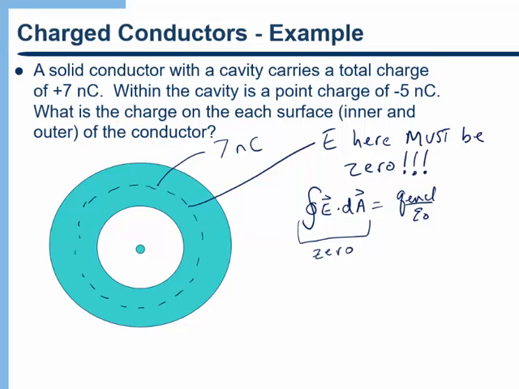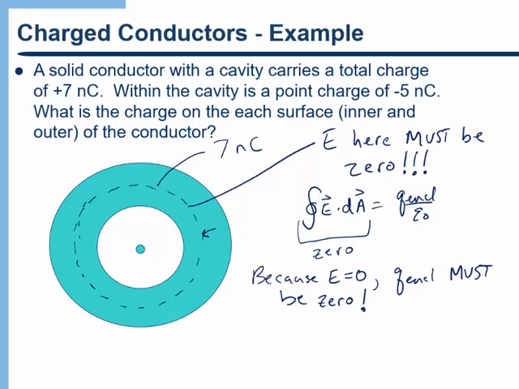So what does that mean? It means the total charge enclosed by my dotted line, my Gaussian surface, has to be 0. So because E is 0, Q enclosed must be 0. So let's think about what that means now.